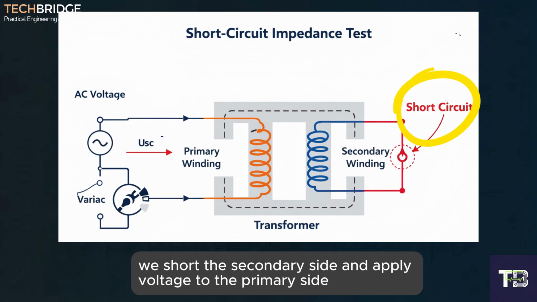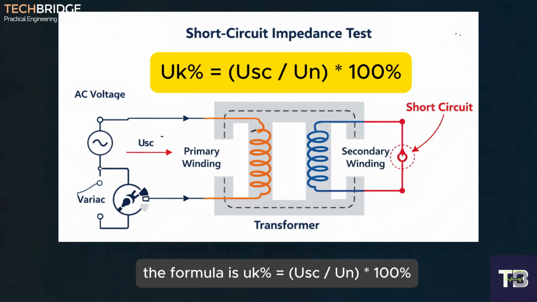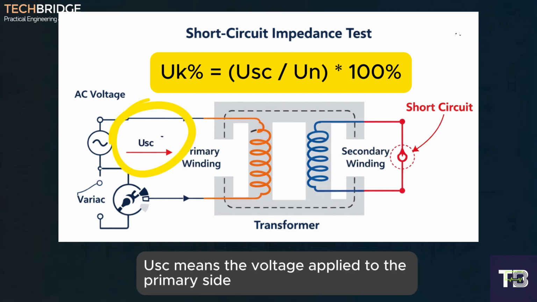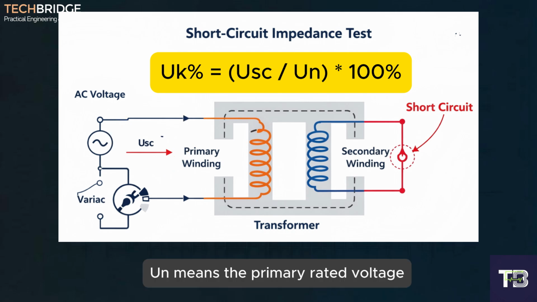Usually, we short the secondary side and apply voltage to the primary side. The formula is UK equals USC over UN. USC means the voltage applied to the primary side. UN means the primary rated voltage.